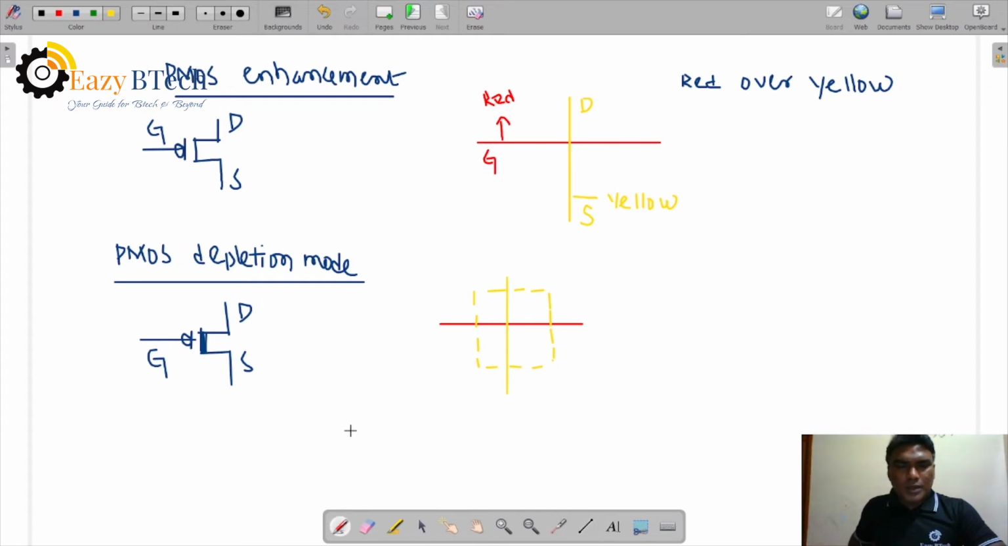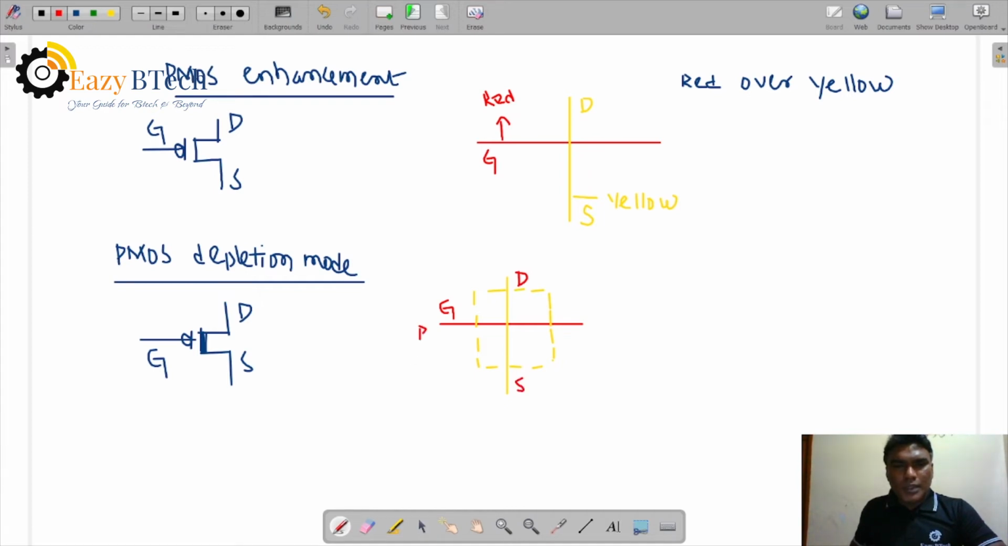Now let me write this. It is a gate terminal, gate deposited on drain and source. So there is deposition on drain and source, with separation of drain and source and gate by a thin oxide. So it is drain, source.